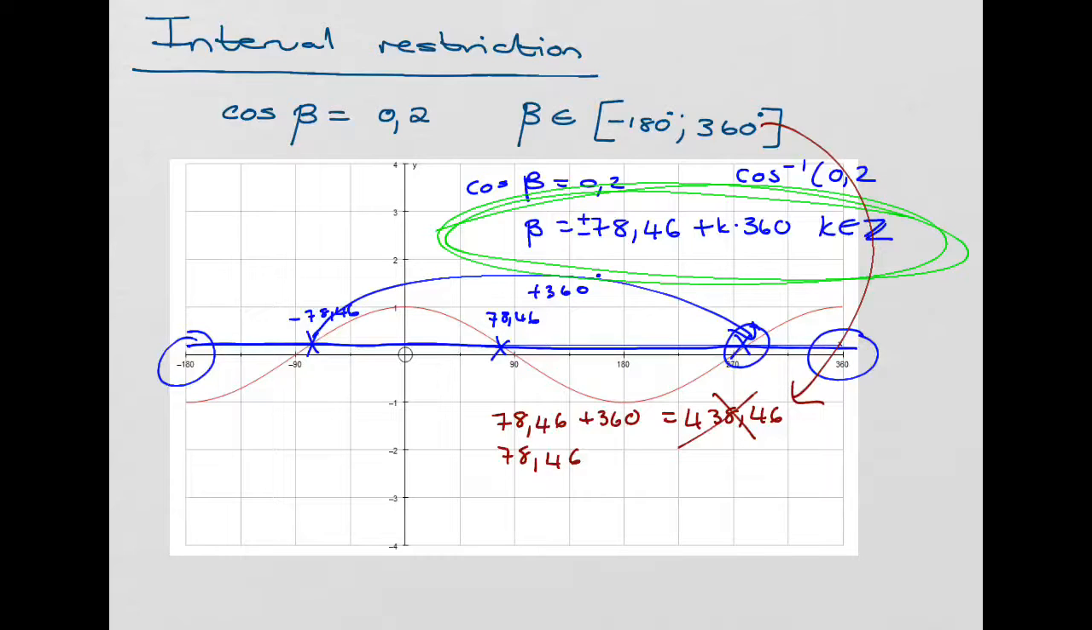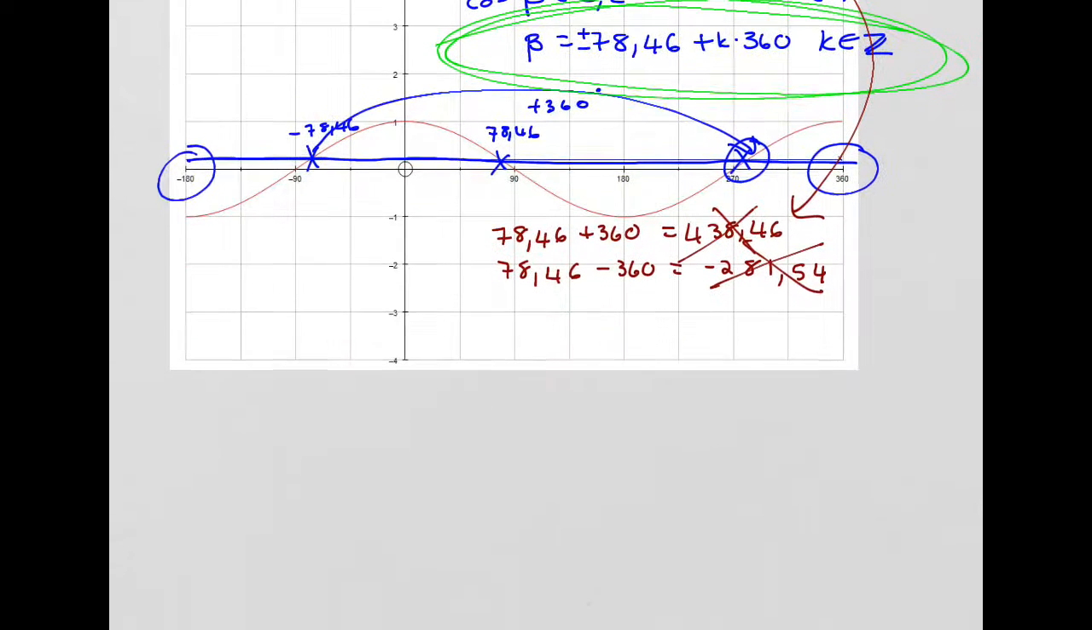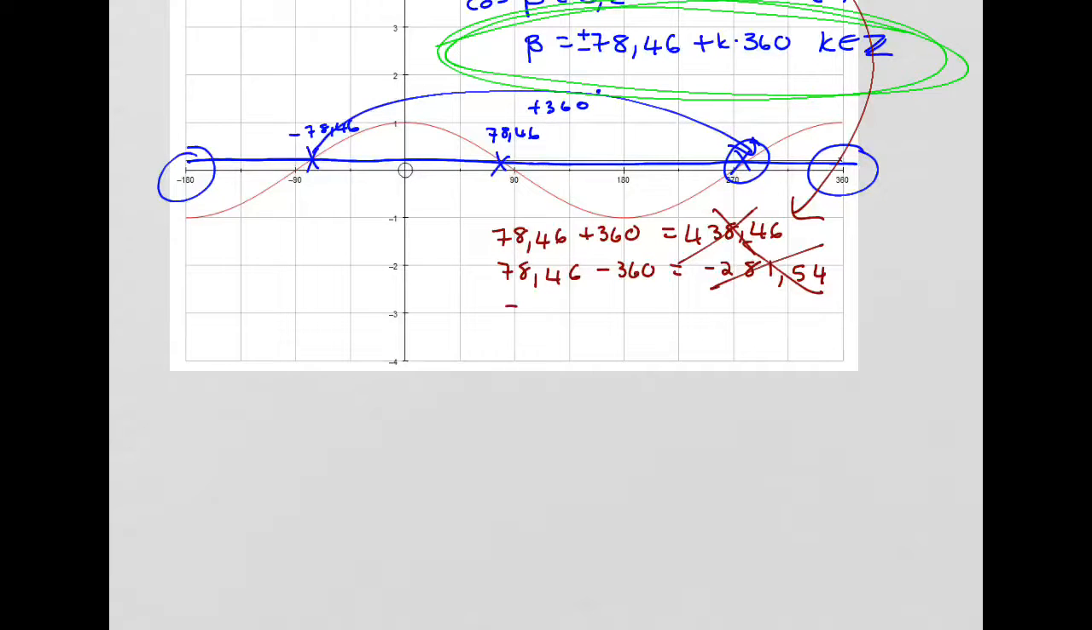So then you're going to take 78,46 and subtract 360 from it, and that's going to get you negative 281,54. Falls out of our restriction. We have to stop at negative 180. So then think about just 78,46 plus no lots of 360. That just gets us 78,46. So that one works. We can see in the picture here that it does fit in between negative 180 and 360 where the graphs cross over.